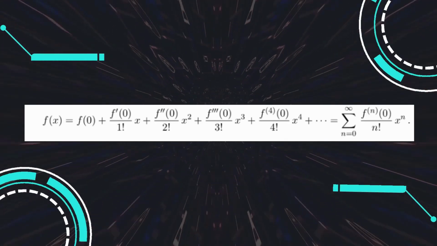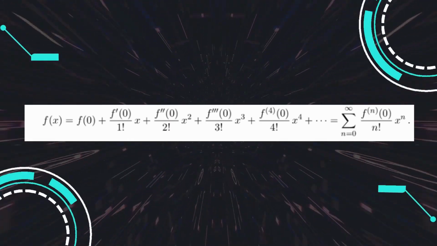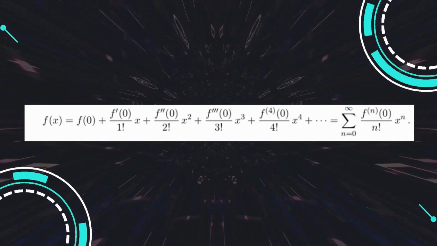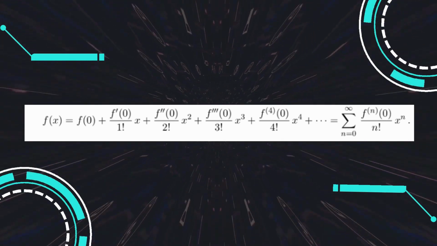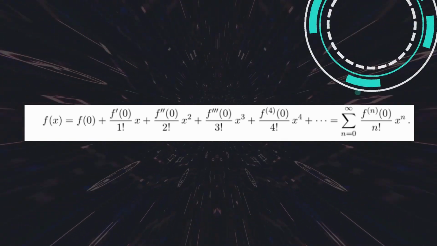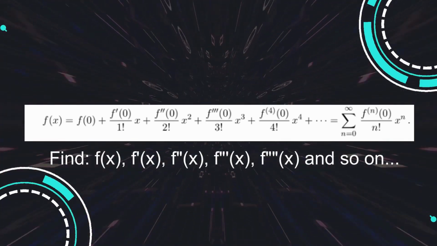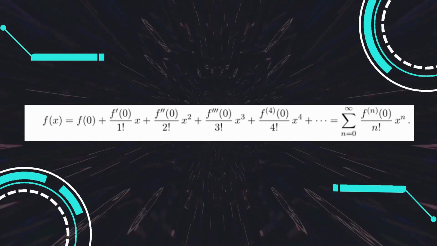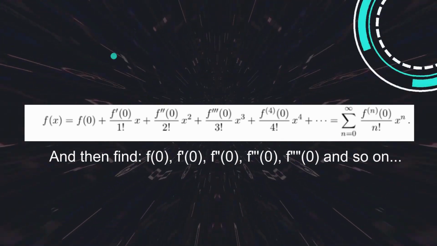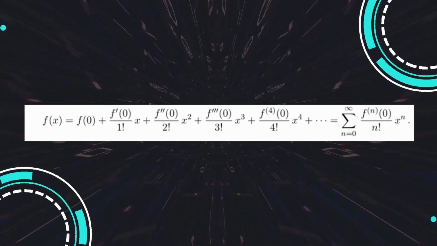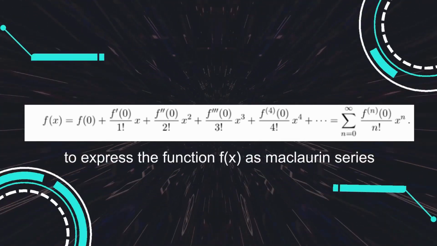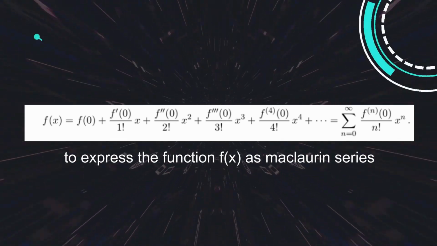Maclaurin series is a series in which my function can be expressed as an infinite series of terms. And usually to solve Maclaurin series problems, you would first need to find the derivative of the function, meaning the function differentiated 1 time, 2 times, 3 times, 4 times, so on and so forth. And then you find the value of the function and its derivative at x equals 0 before substituting into the so-called Maclaurin series formula to express the function as the Maclaurin series.